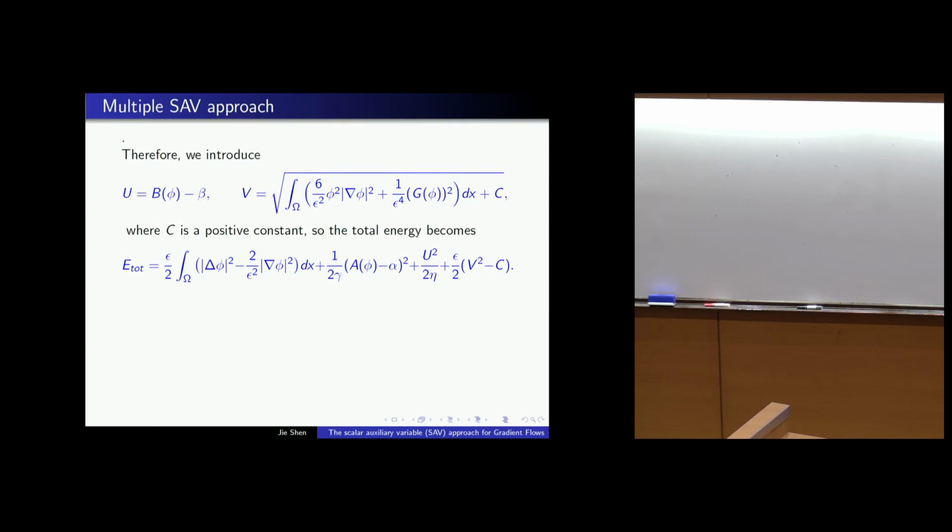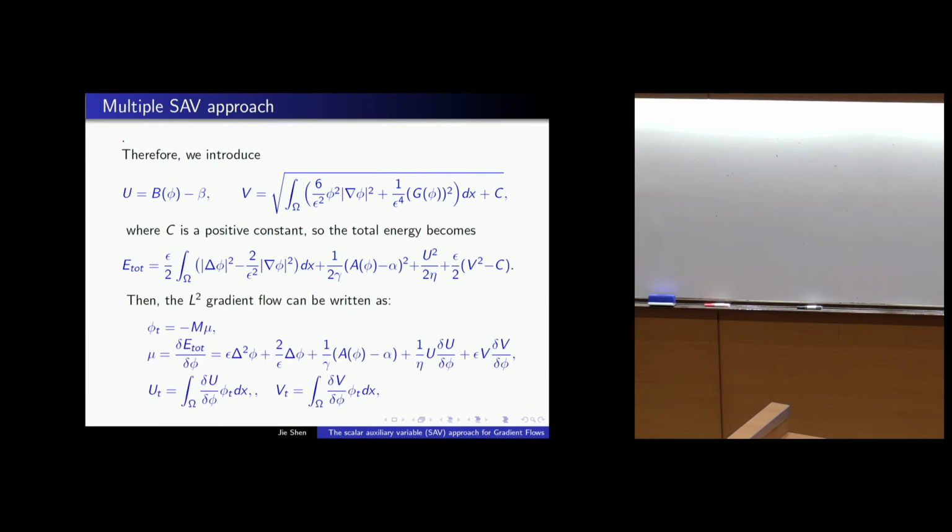So this is sort of like IEQ. This is a combination of IEQ with SAV, with multiple SAVs now. And then you write your L2 gradient flow just like this. Here's a mobility, and then mu is a chemical potential with respect to phi. And you need an extra equation for U and an extra equation for V. And this is the recipe again.